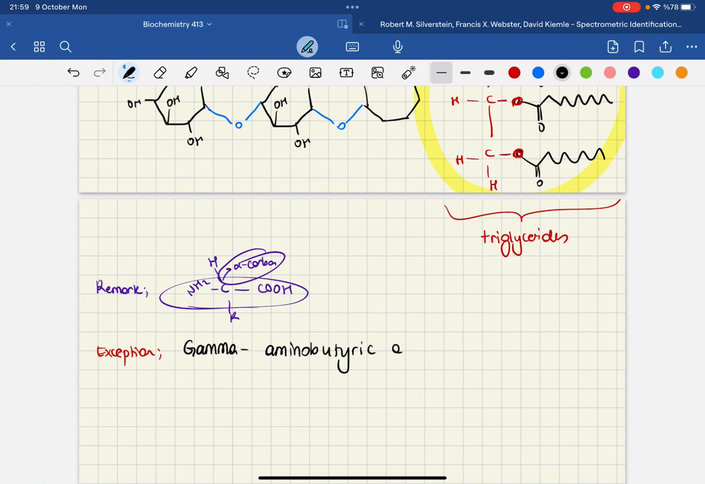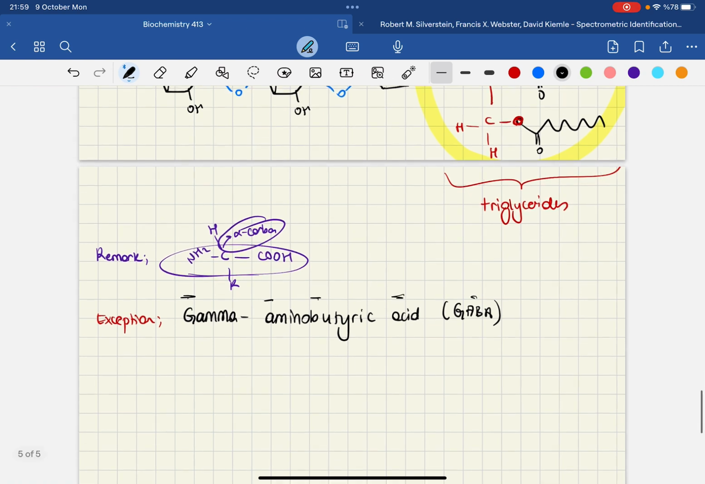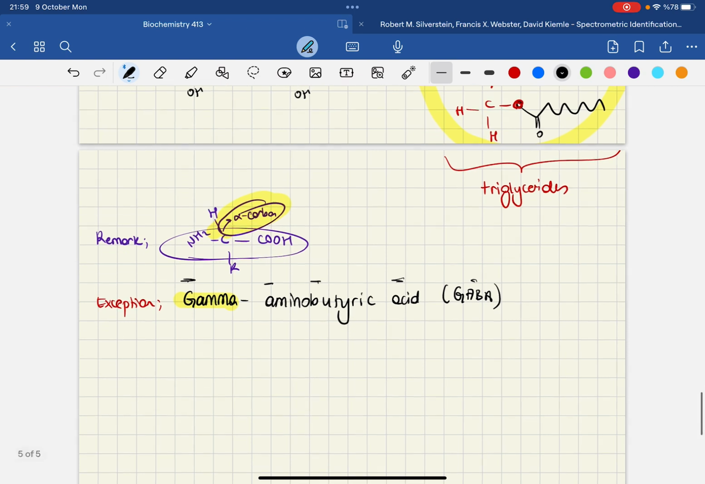aminobutyric acid, right? Which is abbreviated as GABA, because we have the G over here, A over here, B, and A over here again. Now, as I said here, we have the alpha carbon over here, but however, in this exception, we have the gamma carbon. The gamma carbon is the third carbon away from the carbonyl one. This is used as an inhibitory neurotransmitter.